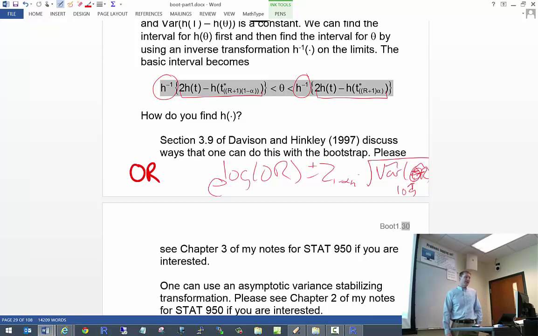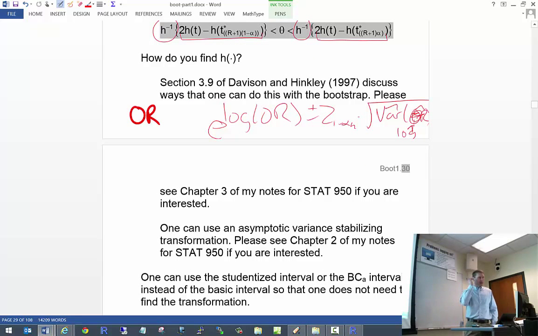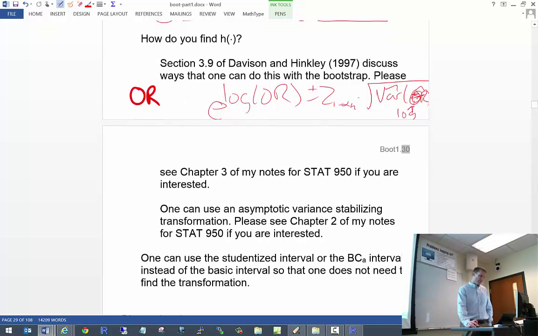Now, how do you know what h is? Well, this is one of the things I cut out of my notes in comparison to when I teach a whole semester on the bootstrap. You'll see why I did that in a little bit. But what you could do is actually use the bootstrap. Section 3.9 of Davison-Hinkley's book and my corresponding notes talk about how you can use the bootstrap to estimate what this transformation should be. It's actually a very cool procedure to use.